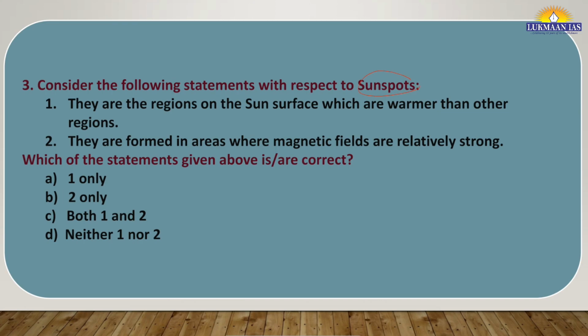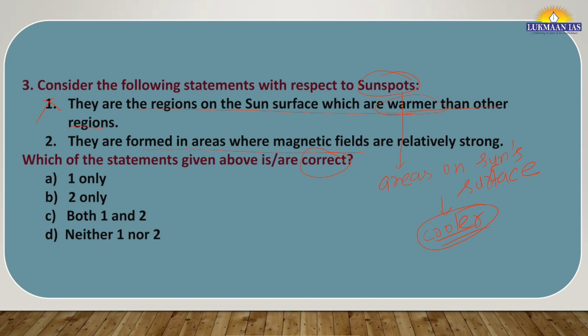Regarding sunspots, we have to identify the correct statements. Remember that sunspots are those areas on the sun's surface which are comparatively cooler than the surrounding areas. Okay, they are comparatively cooler. Look at the first statement: these are the regions on the surface which are warmer than the other regions. This is not correct. Cooler.